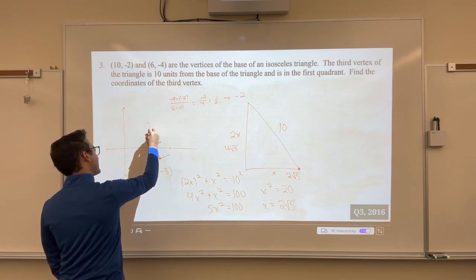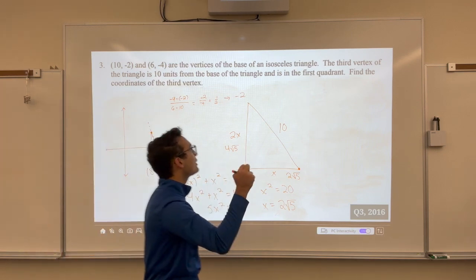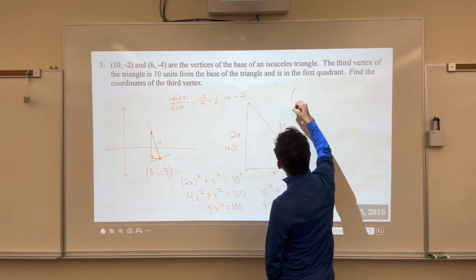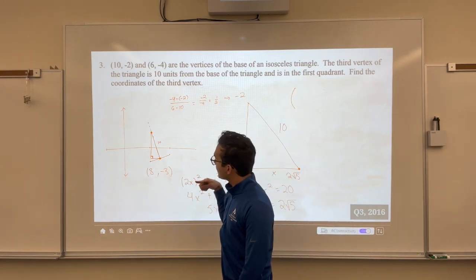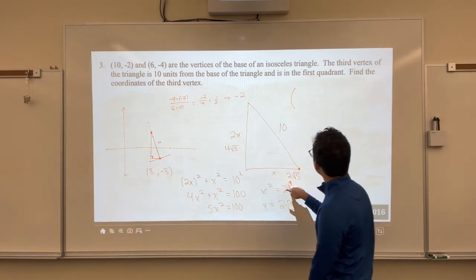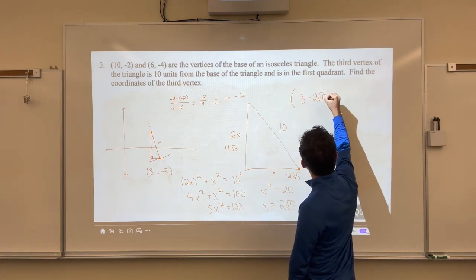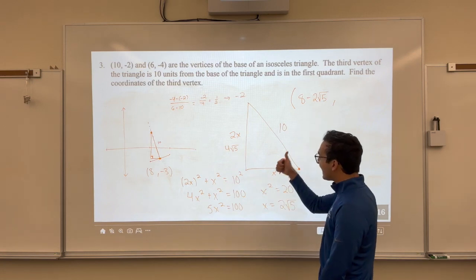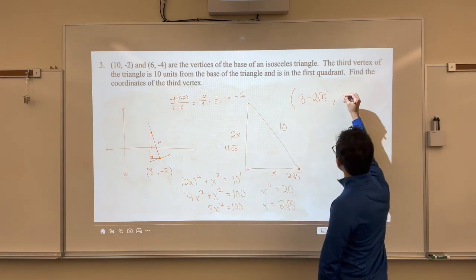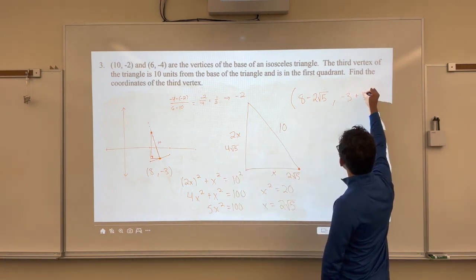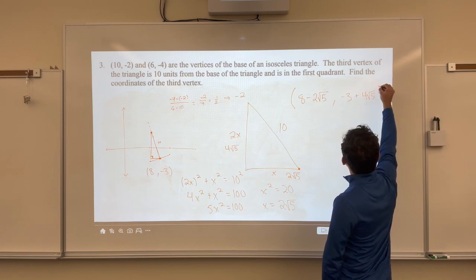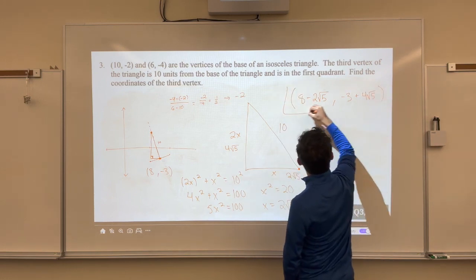So our vertex in quadrant 1 would end up being the following. For the x, we are subtracting 2 root 5, so it's 8 minus 2 root 5. For the y, we end up adding 4 root 5. So it ends up being -3 plus 4 root 5. And that is our final answer.